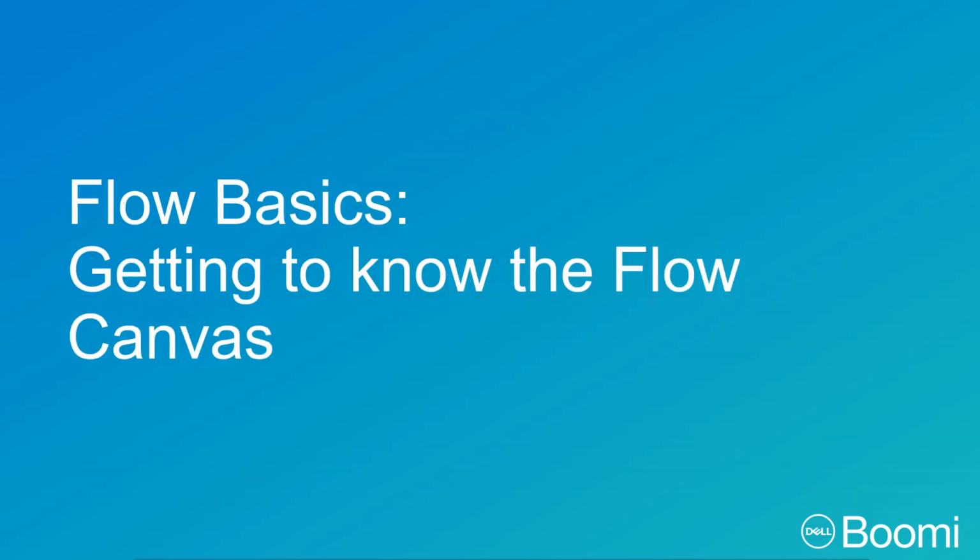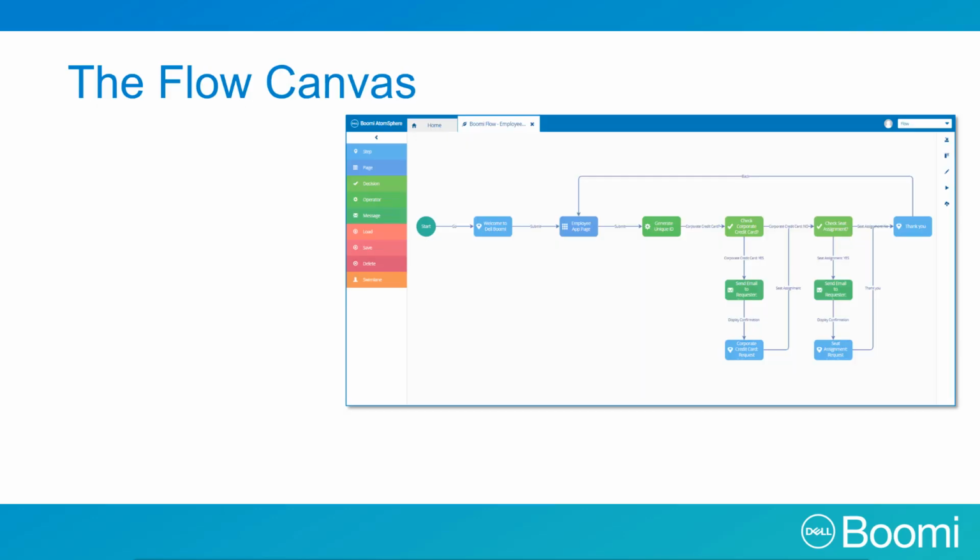In this section, we will take a deeper look at the flow canvas. Flow is a collection of metadata, map elements, and group elements that define a process. This is the BoomiFlow design canvas. This is where you will work to build your flows that will render as an app once published and run.